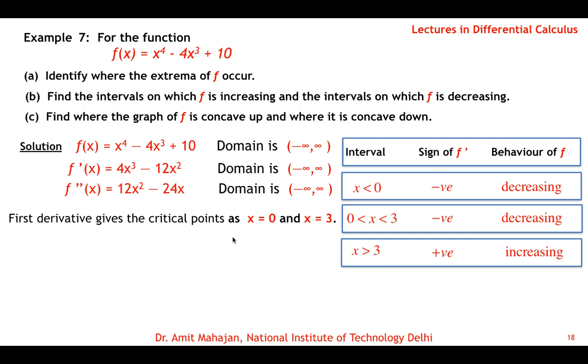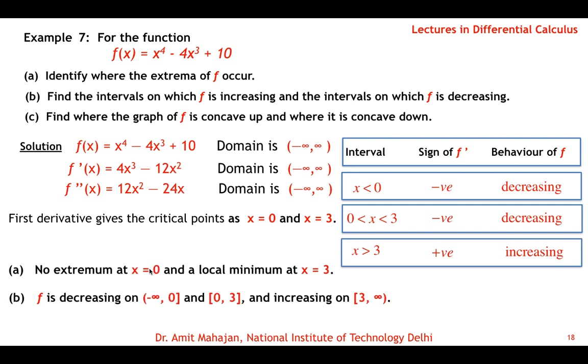Now there are a few points you can note here: the derivative changes sign at x equal to 3, and the derivative does not change sign at x equal to 0. So at x equal to 0 there is no local maxima or minima because there is no change in sign, while at x equal to 3 the derivative changes from negative to positive, so the function behavior is decreasing to increasing.